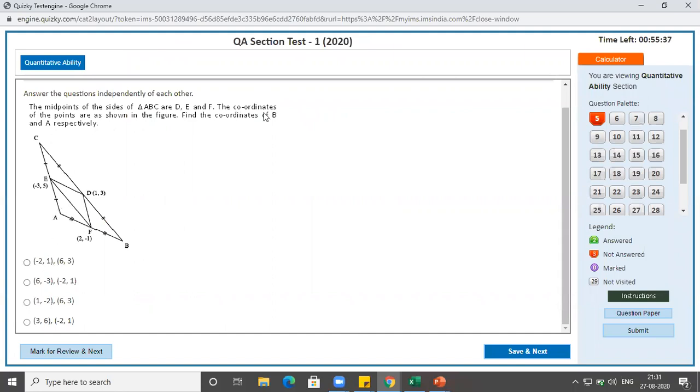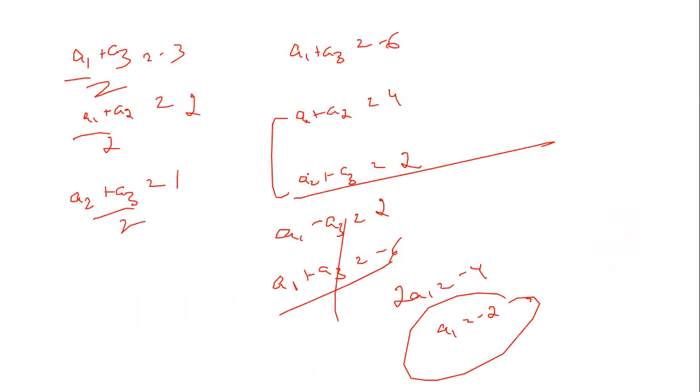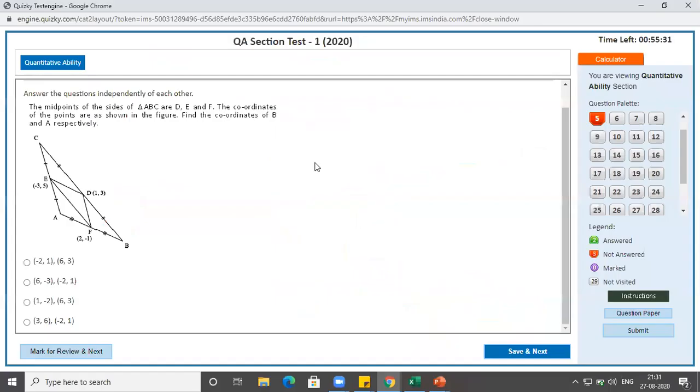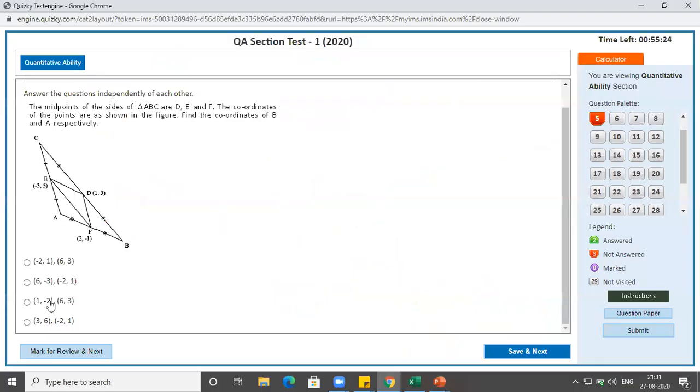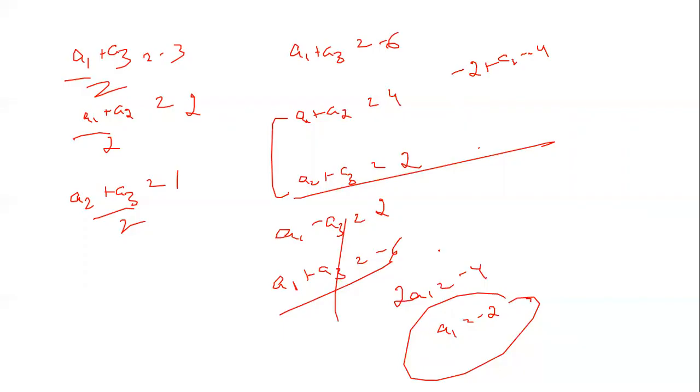What do I have to find out for the coordinates of B and A? So the second one has to be minus 2. Okay, so this is giving me both minus 2. All I have to do is find out beta. So A1 is minus 2, plus A2 is equal to 4, so 6. So minus 2 and 6 is what I'm looking at. Here we go. Answer is going to be option B, right? Coordinates of B, 6 something. Coordinates of A is going to be minus 2 something. Cool.